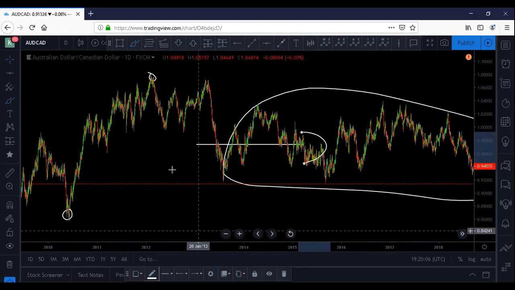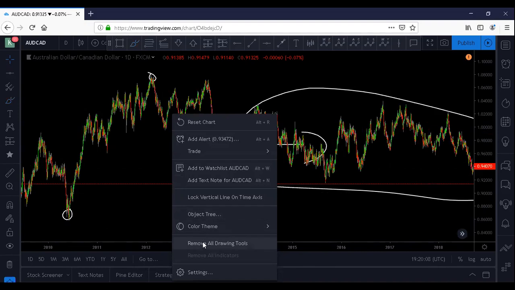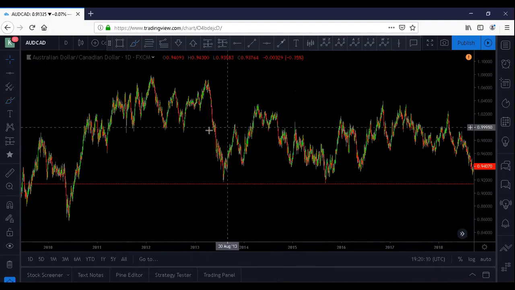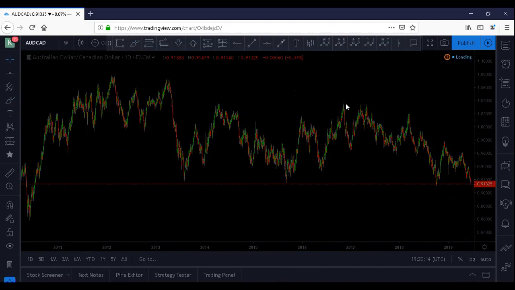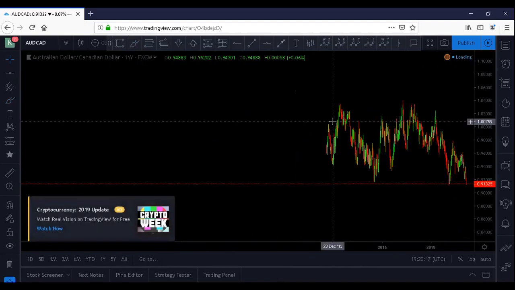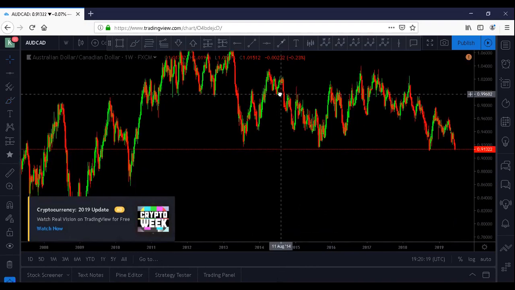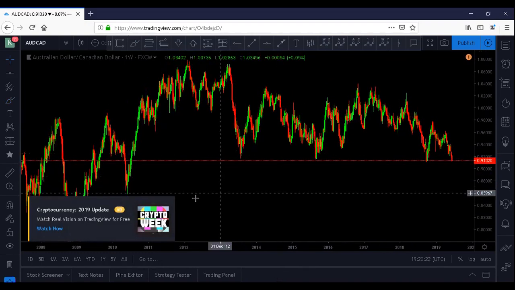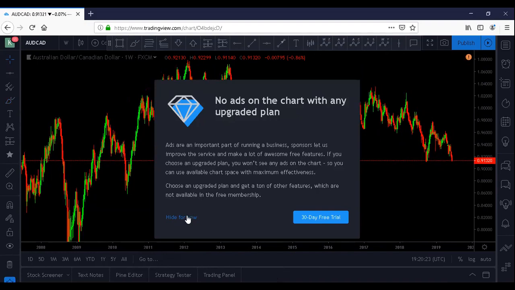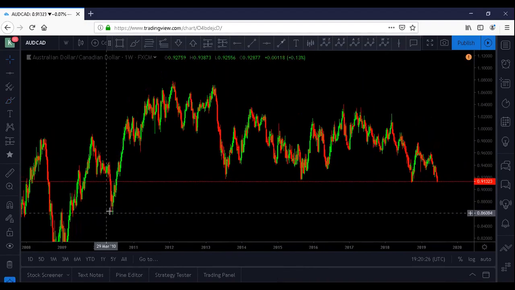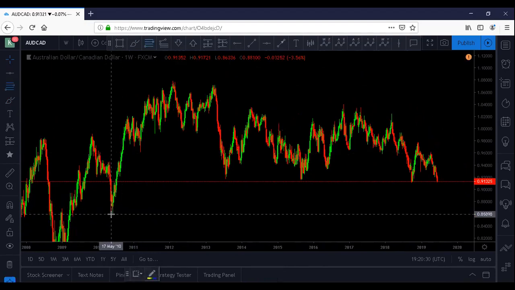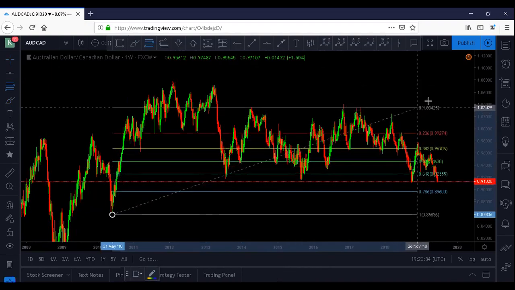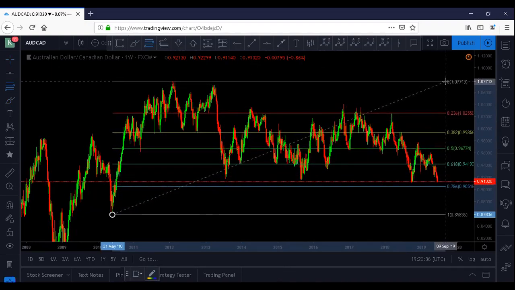So let me just remove. Okay, this is the AUDCAD daily chart. Let me put in the weekly, so now we have our candles properly. So I said I'm taking this point and that point. So you just pull your Fibonacci. It doesn't matter if you pull from top to bottom or bottom to top. You still get the same level.